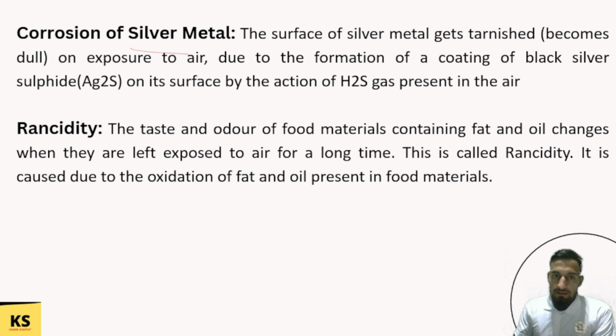Corrosion of silver is the same thing. Silver metal gets tarnished on exposure to air due to the formation of a coating of black silver sulfide. So what happens on silver is it gets black. Why? Because there is formation of black silver sulfide. So it is undesirable corrosion, and we have already discussed the methods to prevent it also.